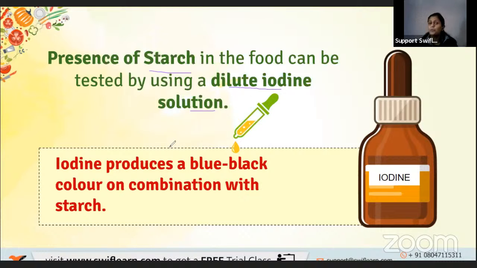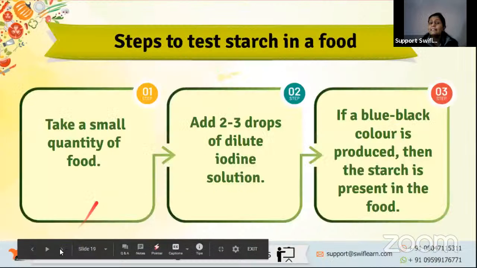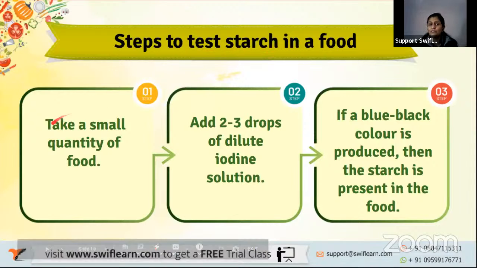What will iodine do? When we use a dropper, take a dilute iodine solution in it and put it on a food item, and if the color changes to blue-black, then it shows that it has starch in it. That is, it is a good source of carbohydrate. So what are the steps to test for starch in a food? We have to take a small quantity of food. Then we add 2-3 drops of dilute iodine solution to it. And if a blue-black color is produced, then starch is present in the food.